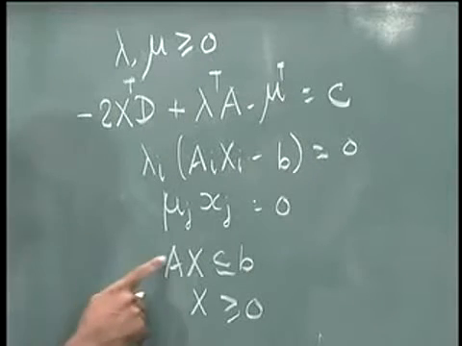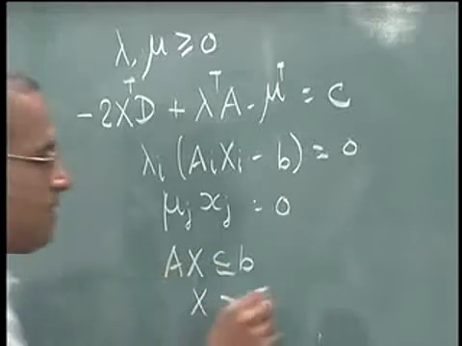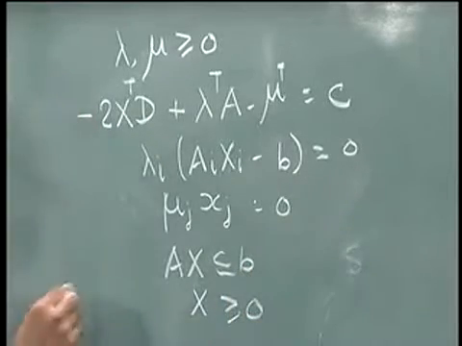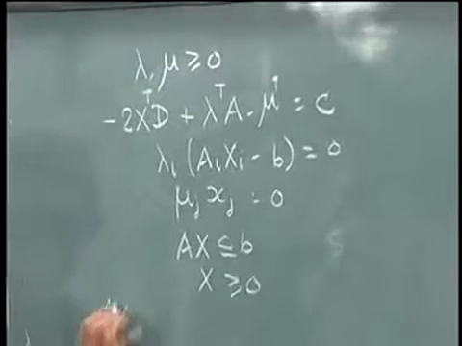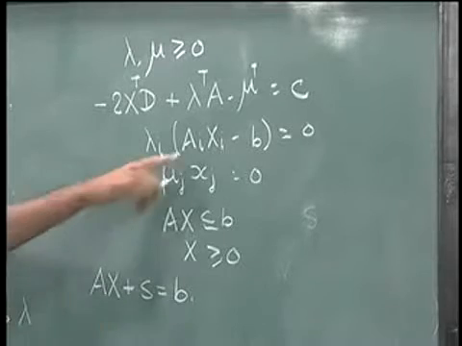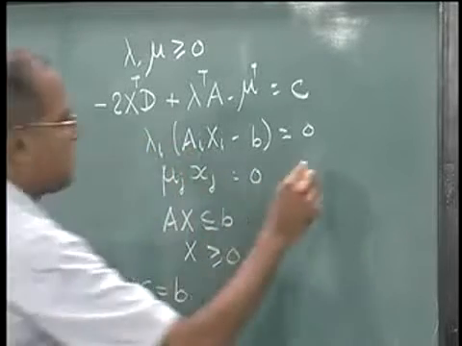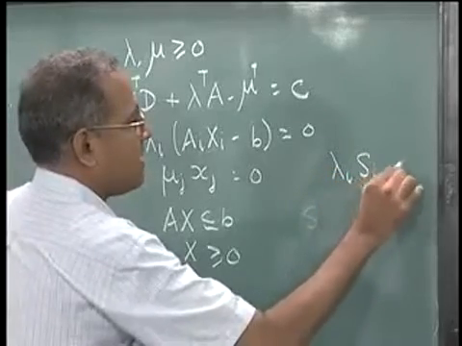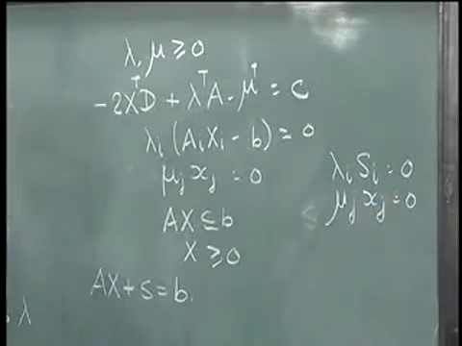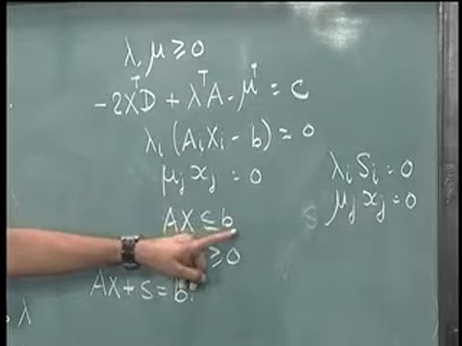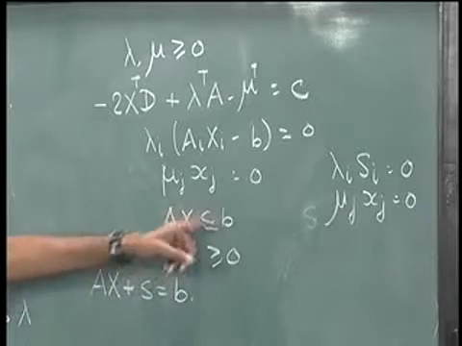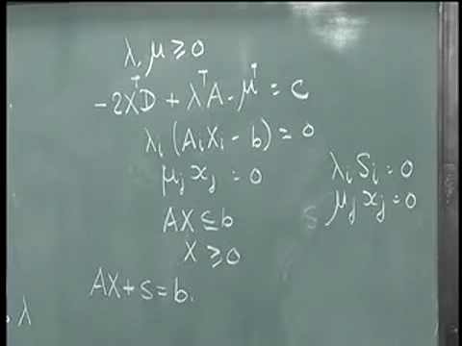Now since we have ax less than or equal to b, we can always introduce a slack variable s such that ax equal to b or ax plus s equal to b. So this is written as ax plus s equal to b. Therefore this becomes lambda I si equal to 0. Here we have a mu j xj equal to 0, and because ax is less than or equal to b and x greater than or equal to 0, then we can always write this as ax plus s equal to b.